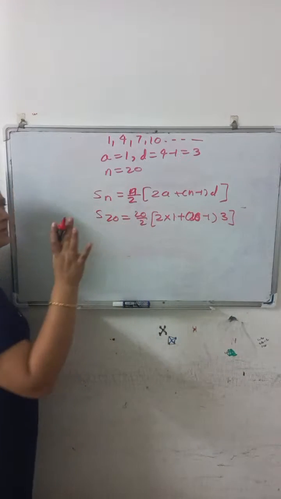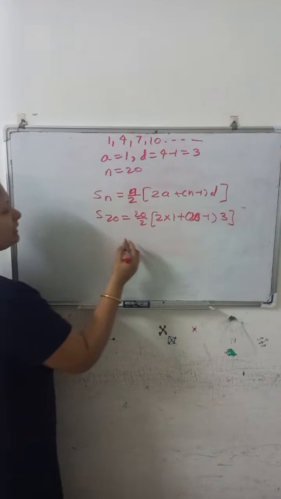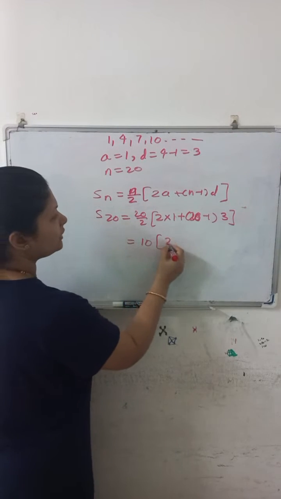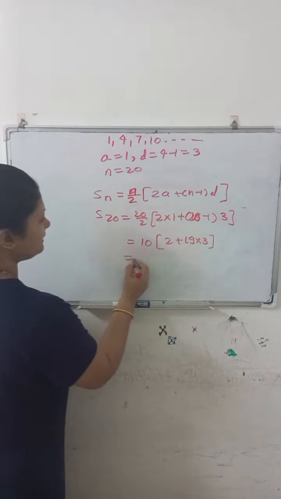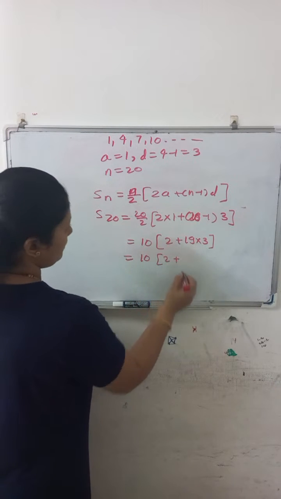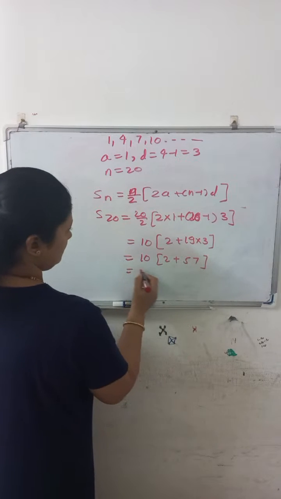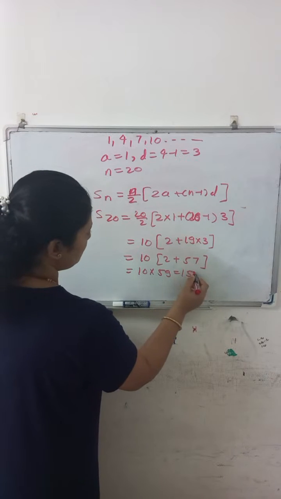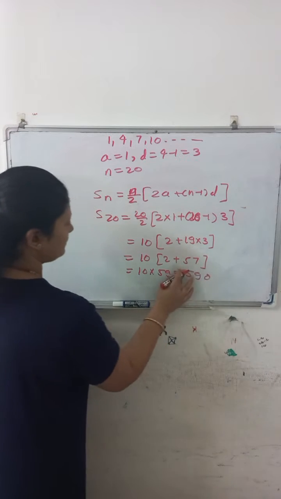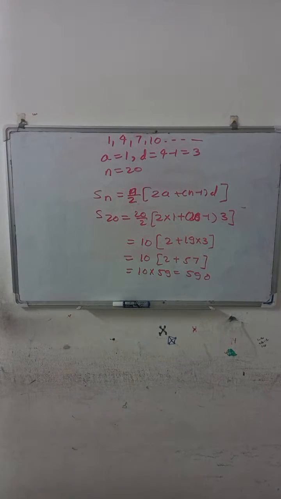So first write the formula, then substitute the values. Go step by step, okay, don't be rushed. So here 10 and here 2 plus 19 into 3. Okay, simplify this. 57, 10 into 59, that is equal to 590. Okay, this is nothing but your sum. So this is a 2-mark question.